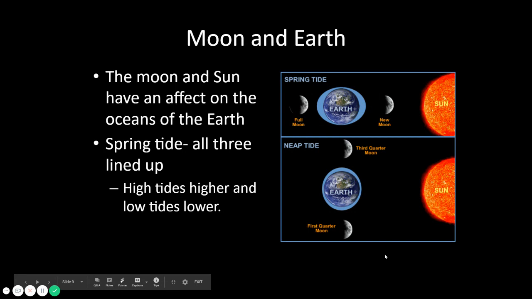Go look up some pictures of spring tides. You'll see some amazing differences. I'll show you a couple on our next face-to-face day.